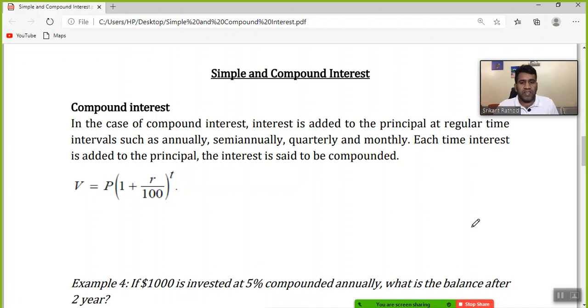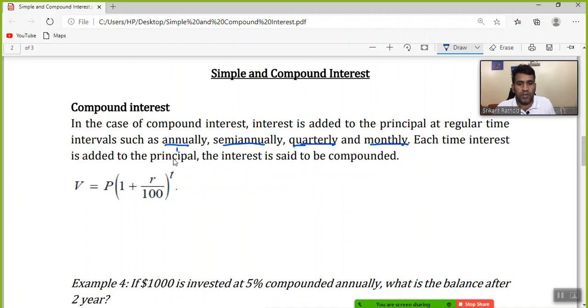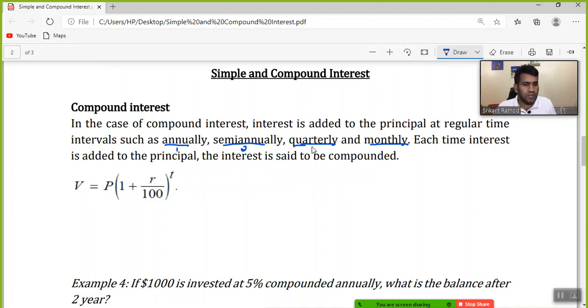Usually you'll get a question saying that the interest has been calculated annually, semi-annually, quarterly or monthly. Annually means you are calculating the interest once, so the value is going to be 1. When I say semi-annually, you are calculating twice a year, so 2 times per year. Quarterly means you are calculating 4 times in a year, after every 3 months. So annually means 1, semi-annually means 2, quarterly means 4, and monthly you are calculating 12 times in a year, so you write the value of 12, right?